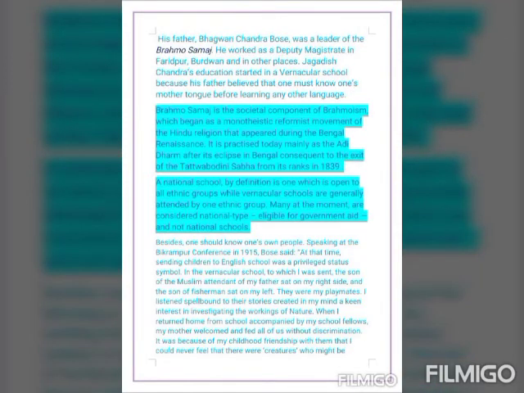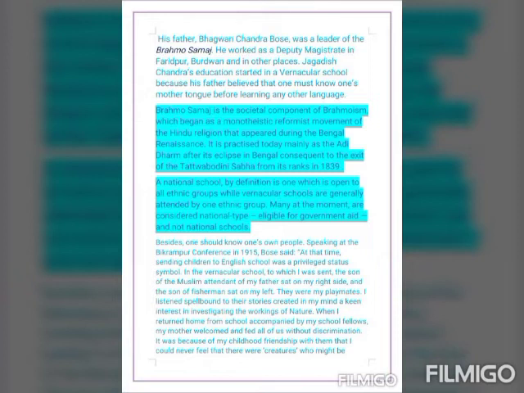Next, we know about the early childhood life of Sir Jagadish Chandra Bose. His father, Bhagwan Chandra Bose, was the leader of the Brahmo Samaj. He worked as a deputy magistrate in Faridpur, Burdwan, and in other places. Jagadish Chandra's education started in a vernacular school because his father believed that one must know one's mother tongue before learning any other language. So at first we know what is Brahmo Samaj.